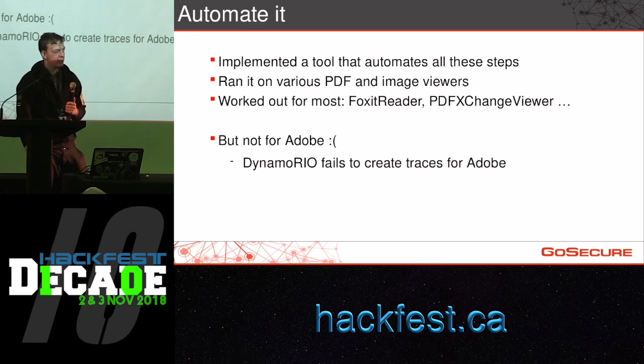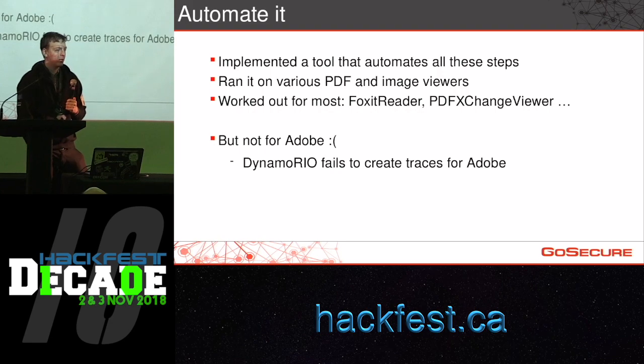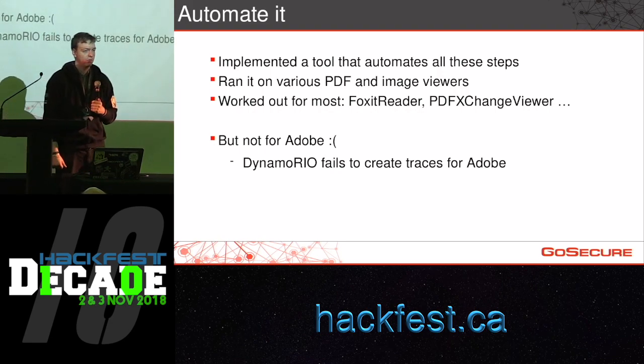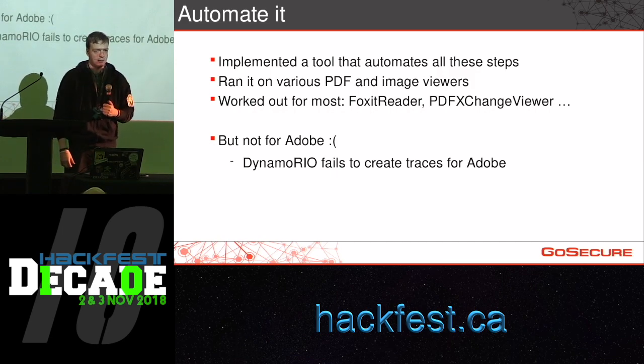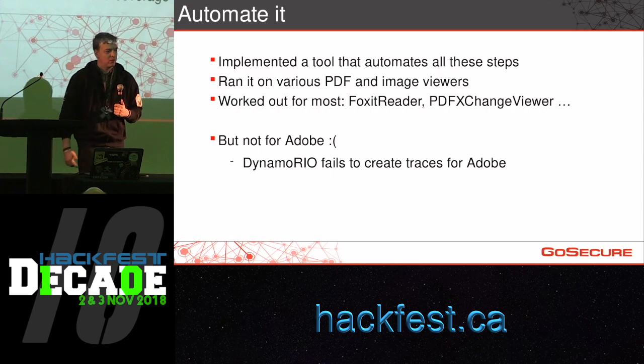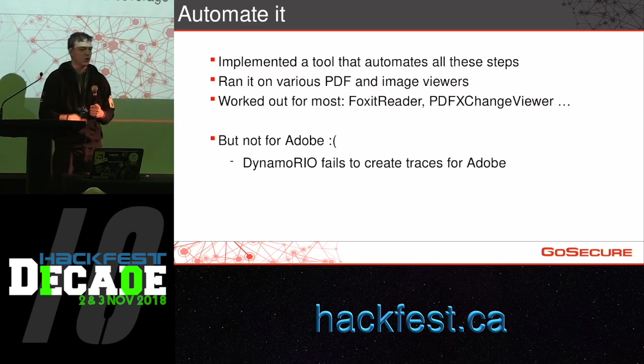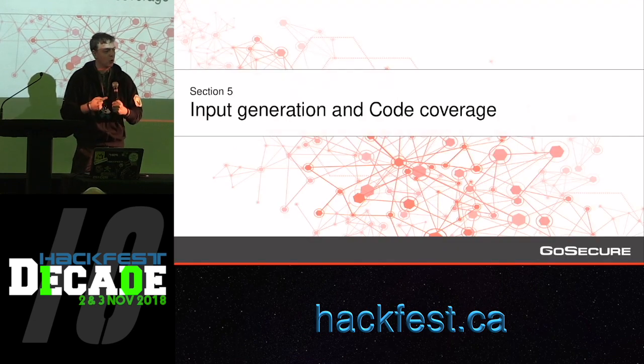It worked out for Foxit Reader, PDF-XChange Viewer, and other viewers, but not for Adobe. And honestly, I don't really know why it did not work for Adobe. I assume that it is because Adobe is running in its own sandbox, and I guess Dynamic fails to create program traces for programs that are running in their own sandbox. At least that's what I think. So now we basically solved the first problem, right? We are sure that the program is closing itself just after it has executed the program areas that we are actually interested in fuzzing.